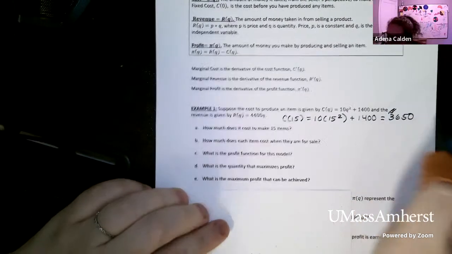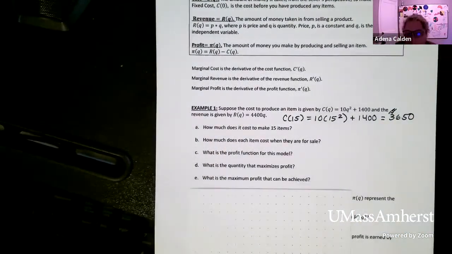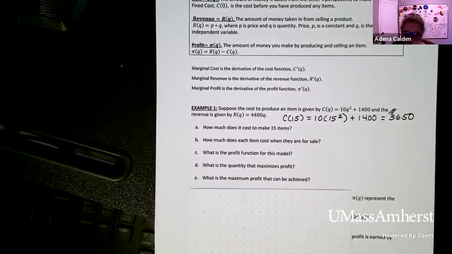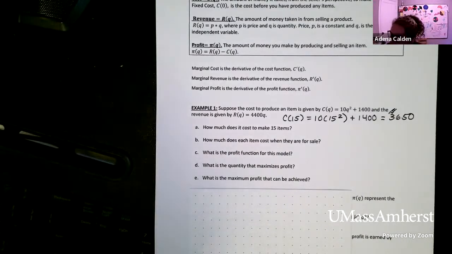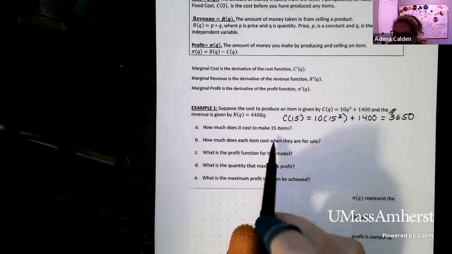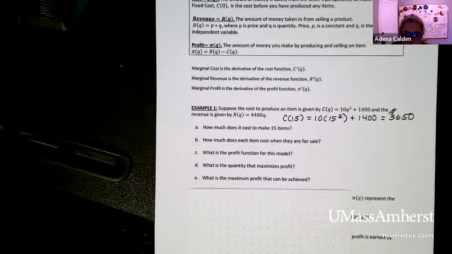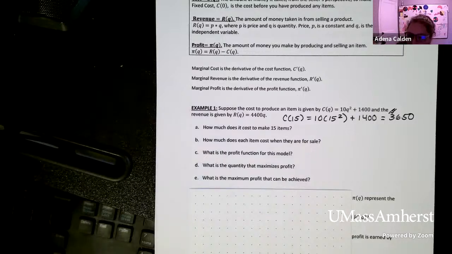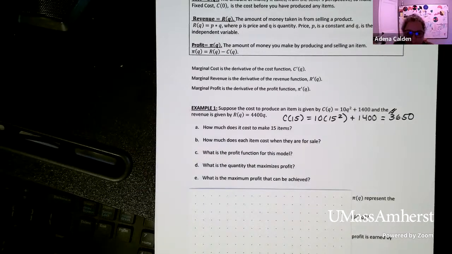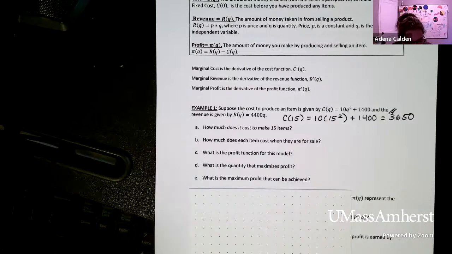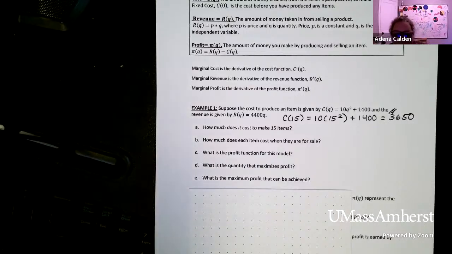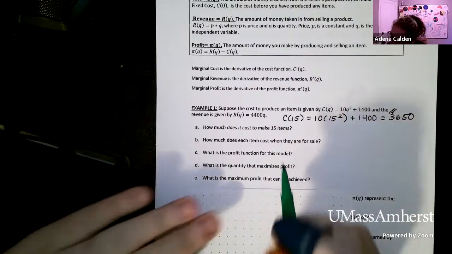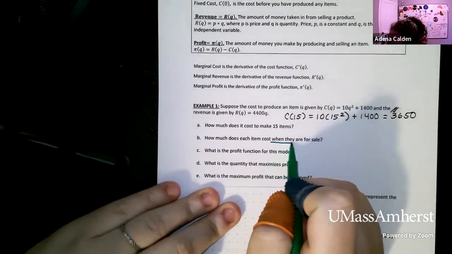$3,650. So as a reminder, our units for cost, revenue, and profit are going to be in dollars. And so this is the cost to produce 15 items. Okay, so again, that just goes back to plugging in and making sure we're plugging into the correct equation.